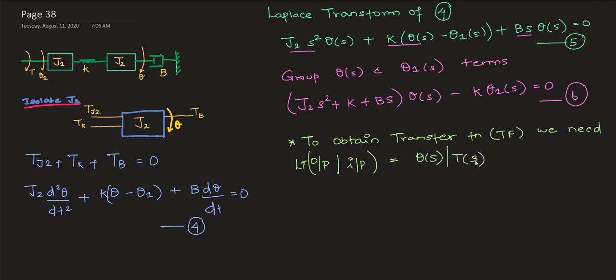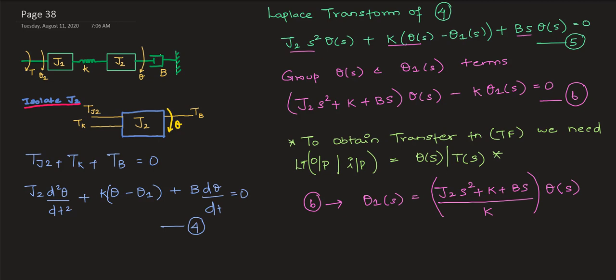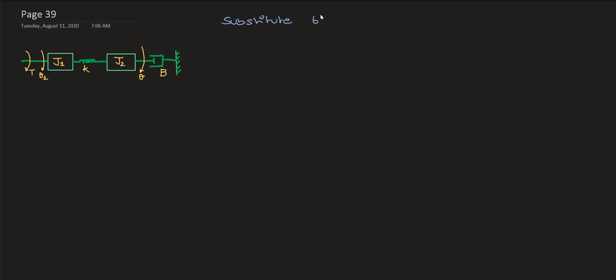So here what I'm going to do is write what is the Laplace transform of the output by input, and in your question it is given as theta of s by T of s. So it makes sense to bring my 6 into 3. So here I am taking the 6. I can do it either way, so whatever is the best possible way.